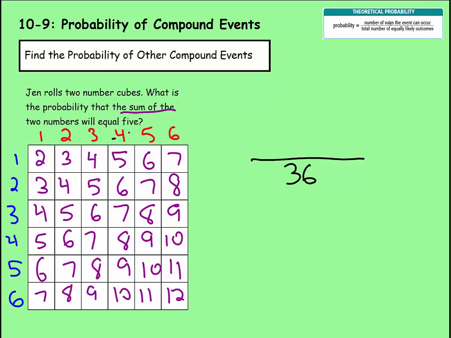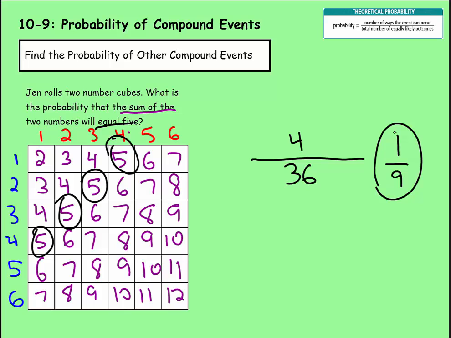How many outcomes are the ones that we want? Well, we want the sum of them to equal 5. So here's one where it equals 5. Here's another one. Here's another one. And here's another one. That's all I see. So that means that there's 4 ways that our event can occur. 4 over 36. These both can be simplified into 1 over 9. And this would be the theoretical probability of us rolling 2 number cubes and getting 5. 4 out of 36 chance or a 1 out of 9 chance.